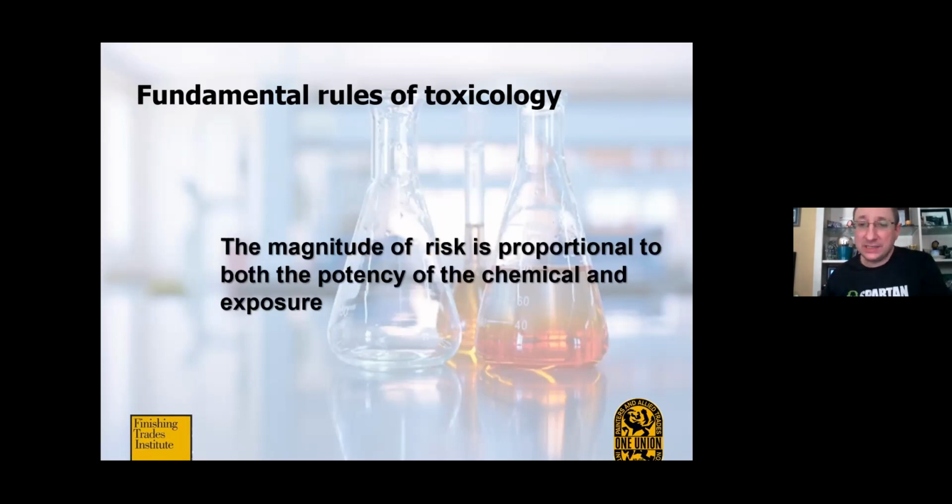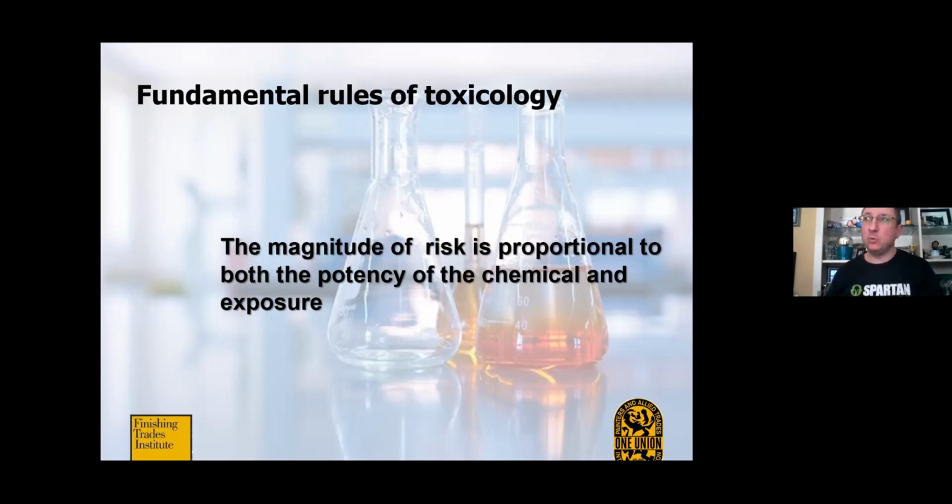Secondly, the magnitude of risk is proportional to both the potency of the chemical and the exposure. All right, so what does this mean? Another good word for magnitude is the height or the amount. So what's that amount of risk? What does the word risk mean? Could be danger, gamble. Gamble, I like that. Risk is the gamble, the likelihood, the probability of something occurring.